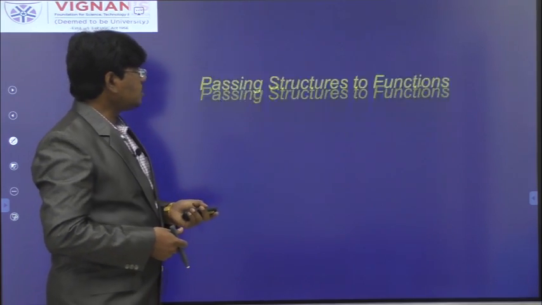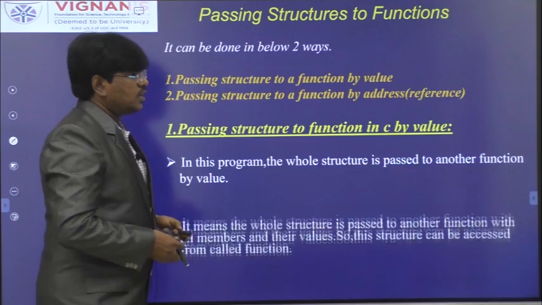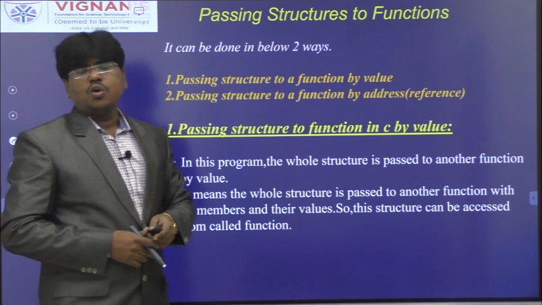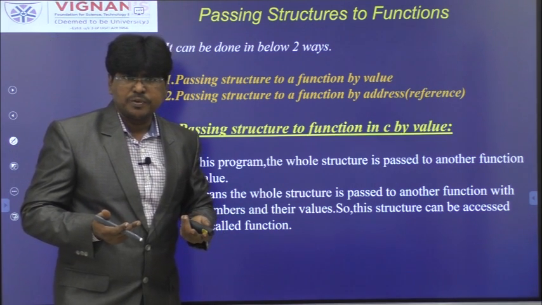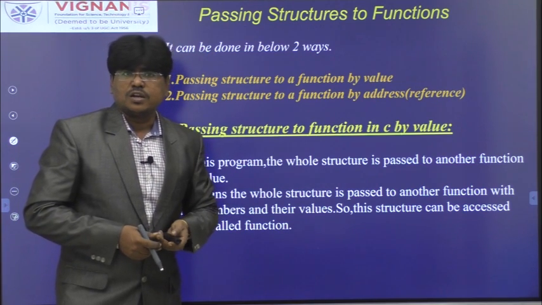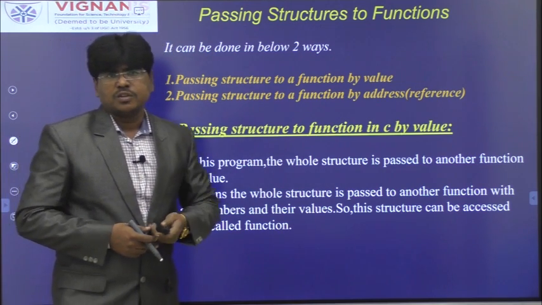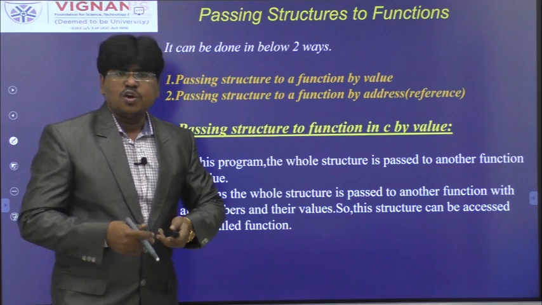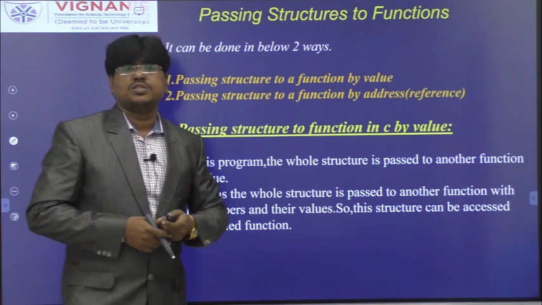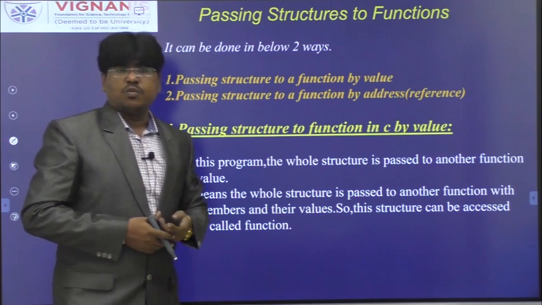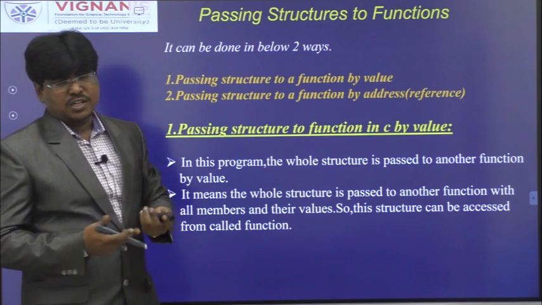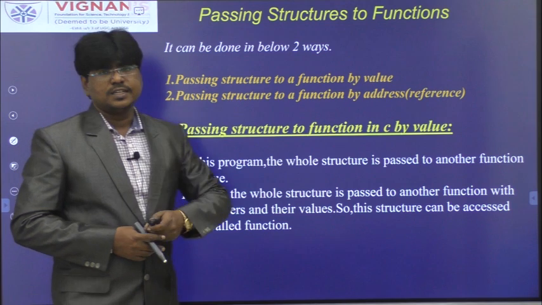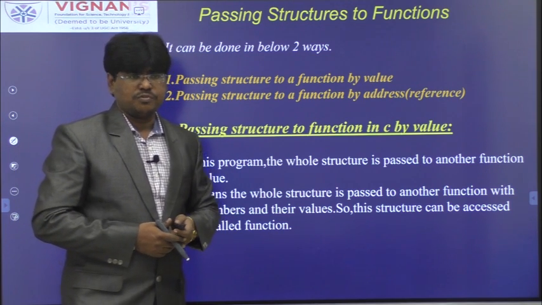Coming to the first one, structure to functions. If you want to provide a relationship between structure and functions, there are two ways. The relationship between structure and functions is nothing but passing the structures to the functions. We know the passing mechanisms in functions whenever a function call is made. We have already discussed in the concept of functions, those are call by value and call by reference. How those two concepts are going to be represented in the structures, that is the relationship of structures to functions.